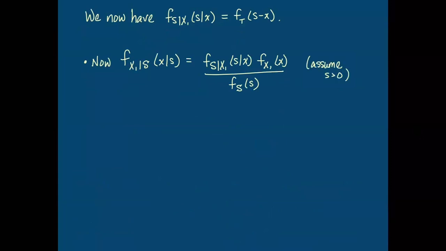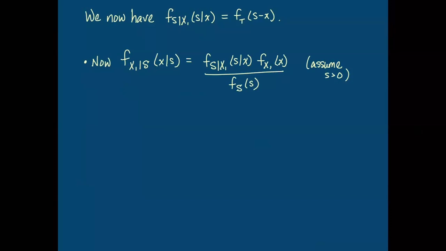Because capital S represents the sum as i goes from 1 to n of the xi, and those are all non-negative values, that sum can only take on non-negative values. And once we've observed it, we have a value, a number, and it has to be greater than 0. So let's assume this little s is greater than 0.